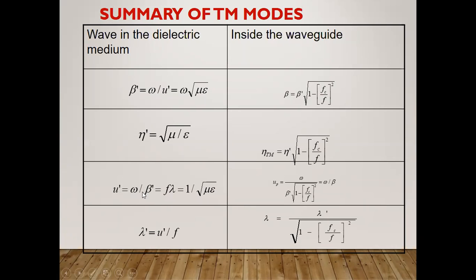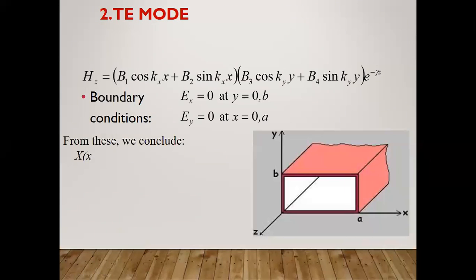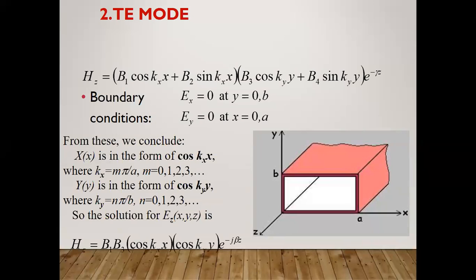See here how I am taking the v dash, or you can say the vp dash, and the last is nothing but the wavelength. We can say the wavelength. How we can find this wavelength and how this wavelength is different in the dielectric as well as the waveguide. Getting? So now the next method is nothing but the TEM.